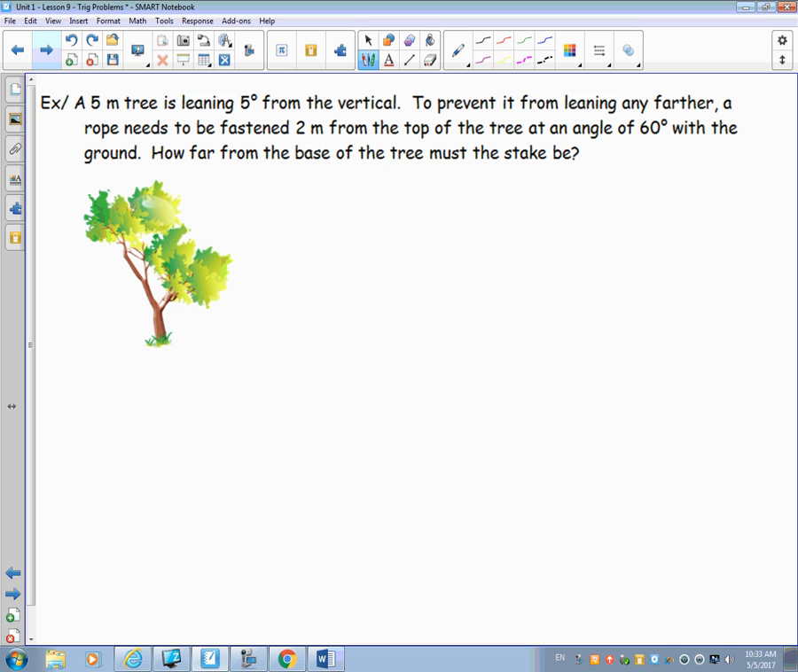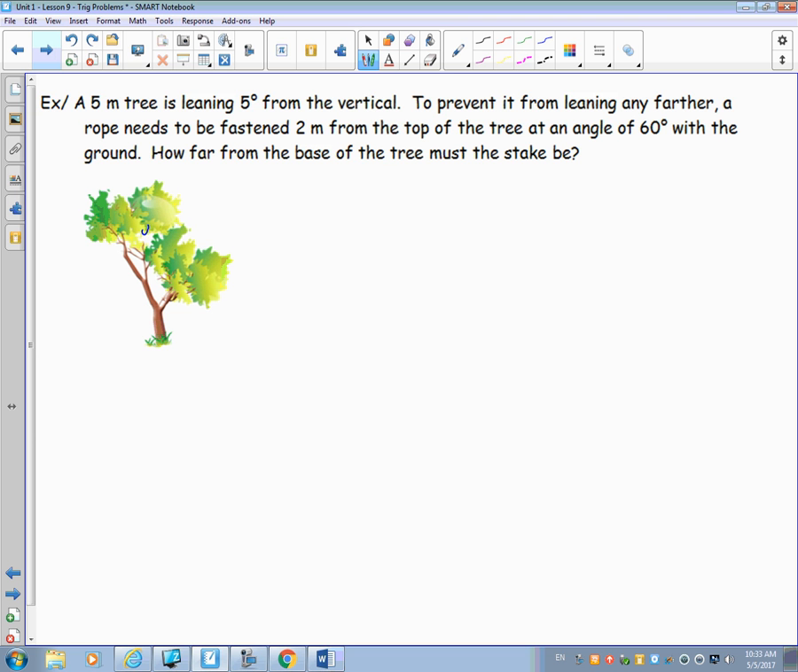A tree is leaning 5 degrees from the vertical. Actually, it's a 5-meter tree. To prevent it from leaning any further, a rope needs to be fastened 2 meters from the top of the tree at an angle of 60 with the ground. How far from the base of the tree must the stake be?